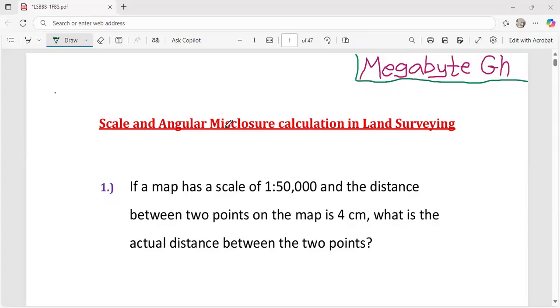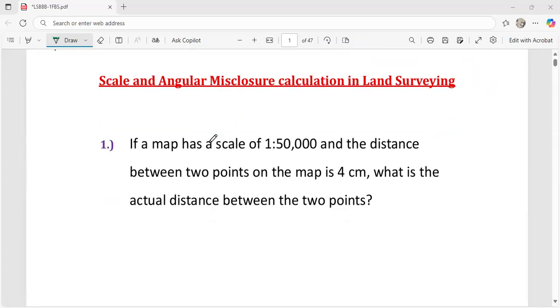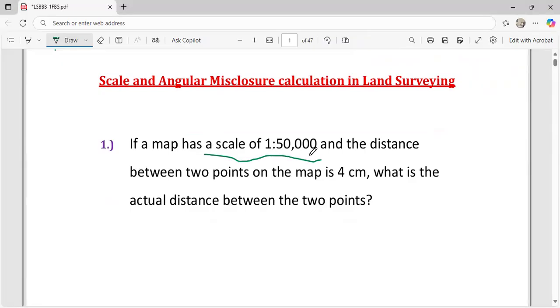All right. So in this section, we're going to be talking about scale and angular misclosure calculation in land surveying. Our first question says that if a map has a scale of 1 is to 50,000 and the distance between the 2 points on the map is 4 centimeters, what is the actual distance between the 2 points? But first of all, we have to note that a scale is the ratio of map distance to ground distance.